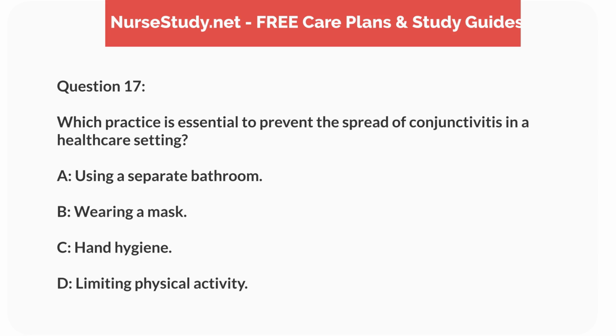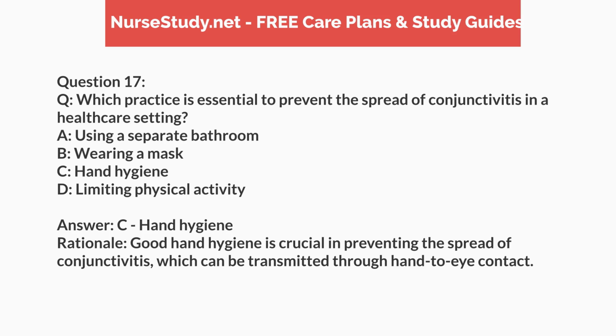Question 17. Which practice is essential to prevent the spread of conjunctivitis in a healthcare setting? A. Using a separate bathroom. B. Wearing a mask. C. Hand hygiene. D. Limiting physical activity. Answer. C. Hand hygiene. Rationale. Good hand hygiene is crucial in preventing the spread of conjunctivitis, which can be transmitted through hand-to-eye contact.